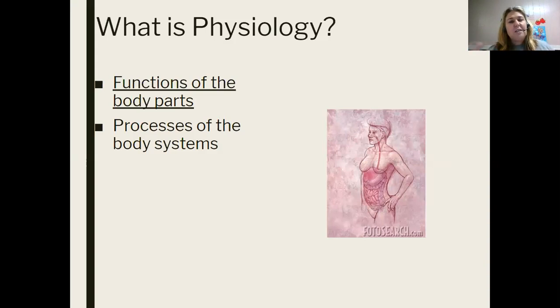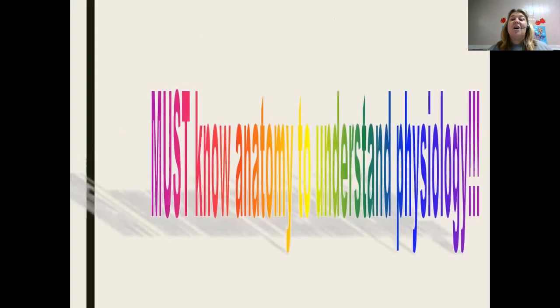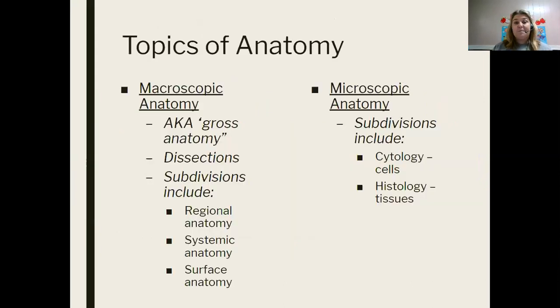Which one do you think is probably more difficult to learn? If you said physiology, you're absolutely right. Physiology has lots of steps, and the big thing is you have to know anatomy to understand physiology. You won't understand what the functions mean if you don't know what the body parts are. So we always learn anatomy first, and then we go into the physiology of that particular body system's processes.